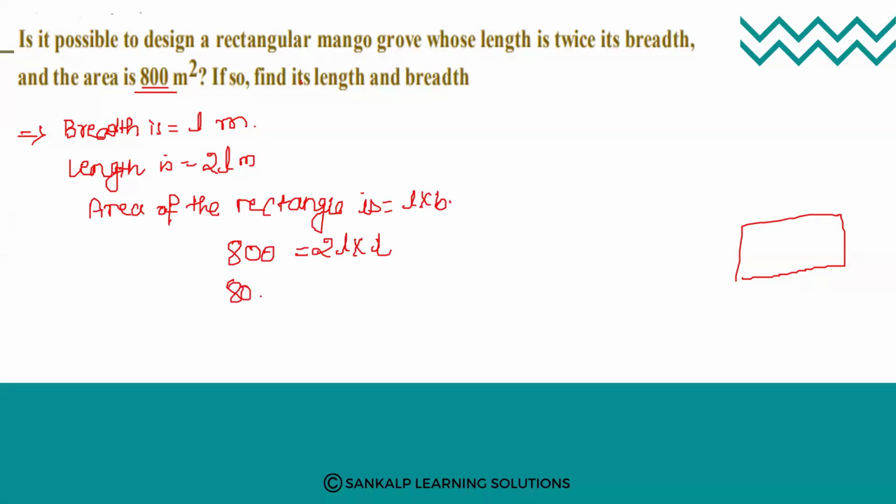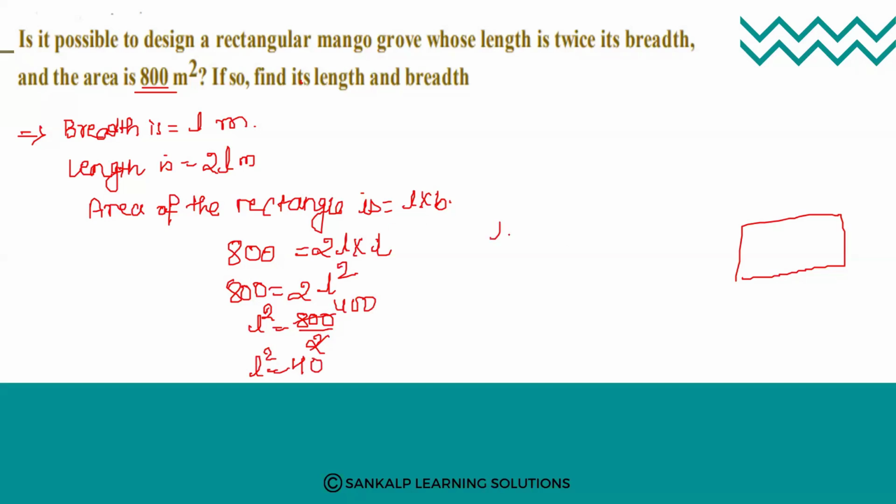So 800 is equal to 2L into L, that is 2L square. Transfer this 2 to this side. So L square is equal to 800 divided by 2. 2 ones are 2, 2 fours are 8. So L square is equal to 400.